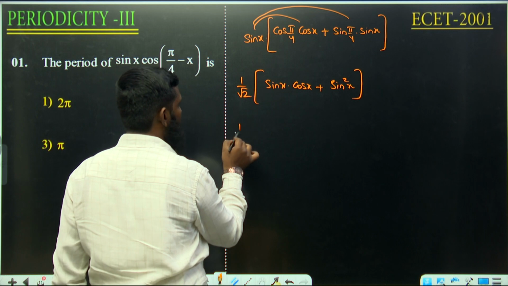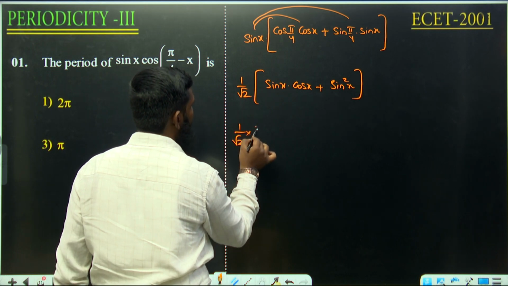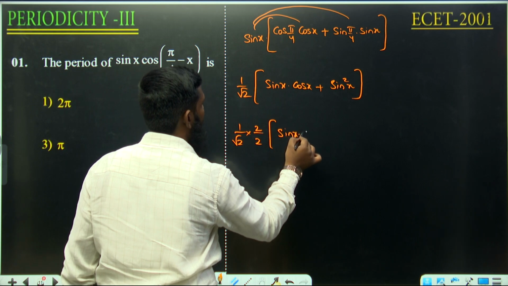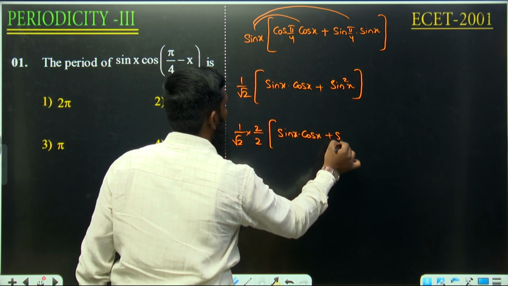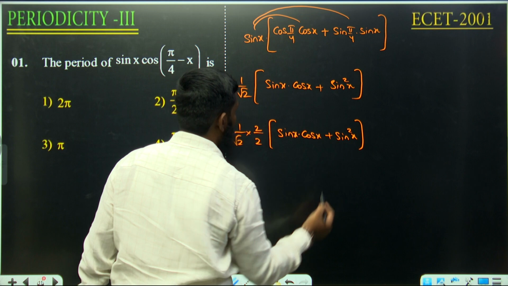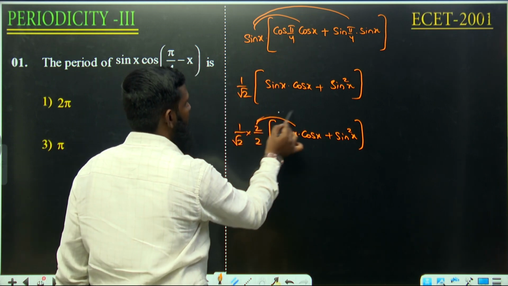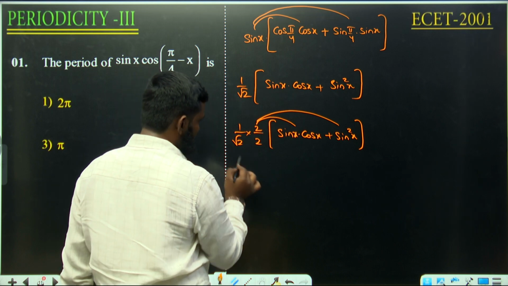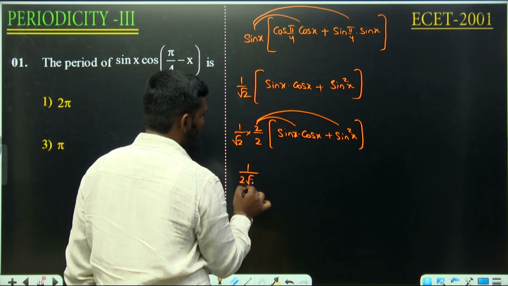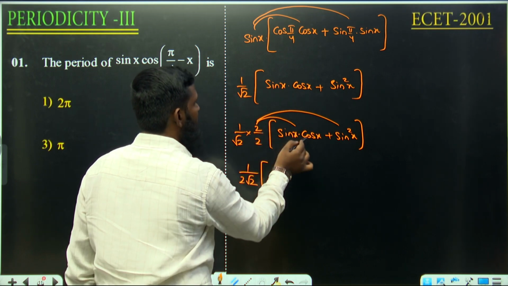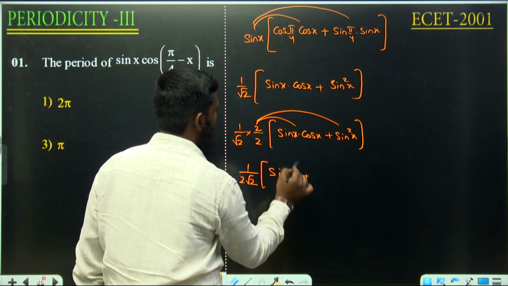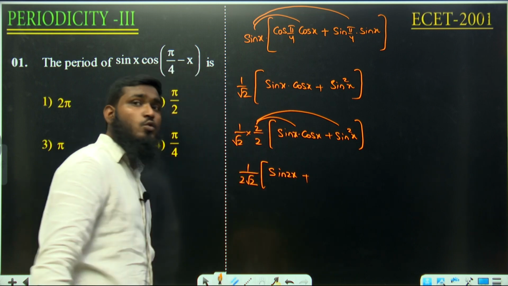Now over here itself, 1 by root 2 into 2 by 2, we have done the assumption. So now what is getting over here? Sin x into cos x plus sin square x we have taken. Now this 2 I am multiplying with both the terms. Why have I taken the assumption? Let us understand this part. What is the remaining part? We are having 1 by 2 root 2, then 2 into sin x into cos x will become sin 2x, plus over here 2 sin square x we are having.